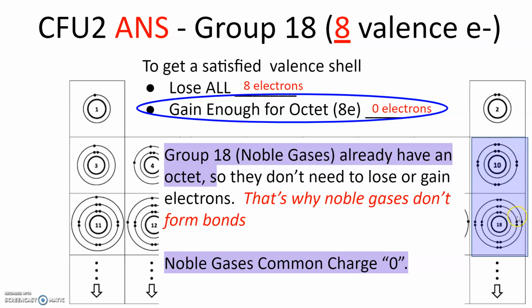Great, so these all have 8 valence electrons. They could either lose all 8 or gain nothing because they already have their octet. Noble gases have an octet, so they don't need to lose or gain anything. That's the reason why noble gases don't form bonds and they're not reactive. So in terms of common charges, noble gases will have a common charge of 0 because they don't need to lose or gain. They are already satisfied.